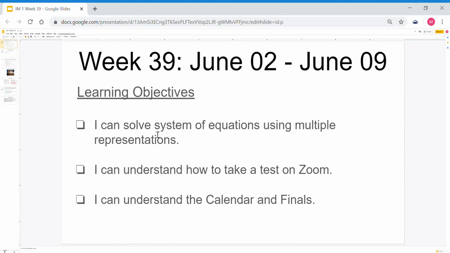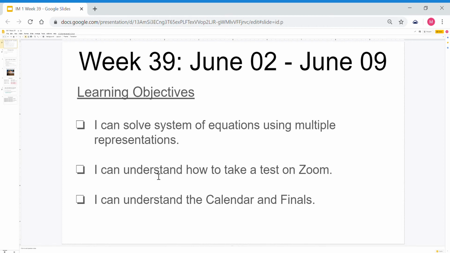First, I can solve system equations using multiple representations. So if you recall from system equations number 1, we learned how to find the solution, point of intersection, using tables and graphs. In system equations number 2, we learned how to find it using substitution method, and in system equations number 3, we learned how to use the elimination method. In the study guide, we want to see how many ways you can solve the problem: tables, graphs, substitution, and elimination. The more ways you do, the better your grade and deeper your understanding.